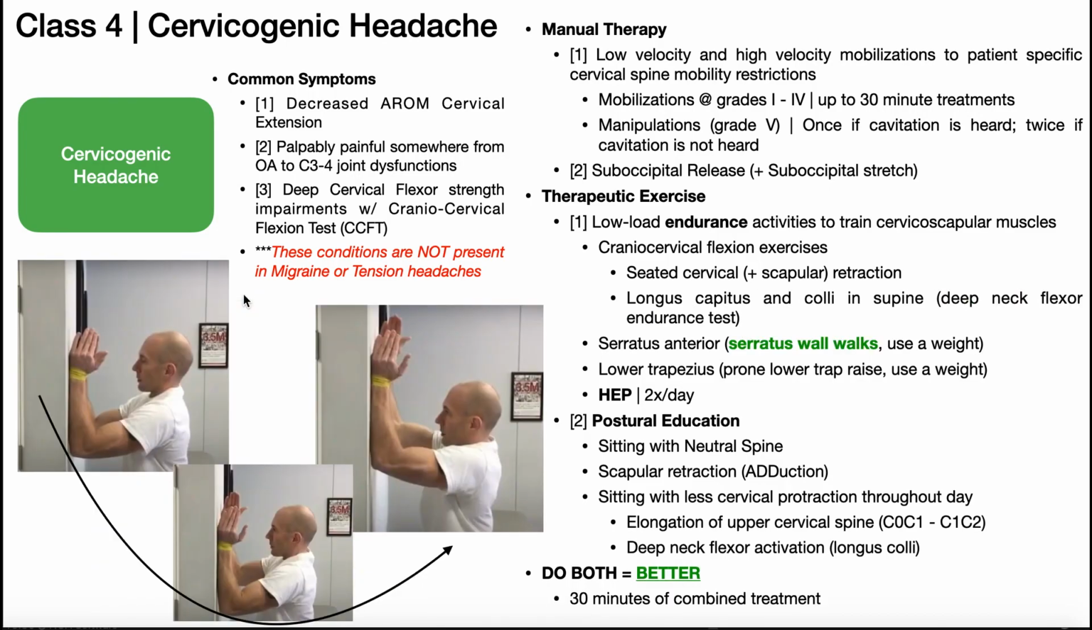A couple muscles here are also typically weaker in patients with a cervicogenic headache. Those would be the serratus anterior and also the lower traps. And so right here you see a demonstration of a serratus wall walk. Basically, the person's going to have a TheraBand going around both wrists, and they're going to pull against it.